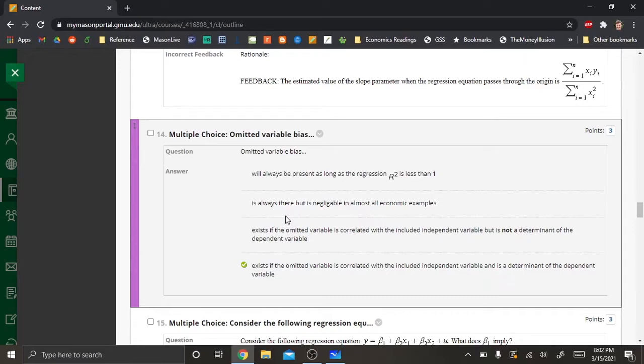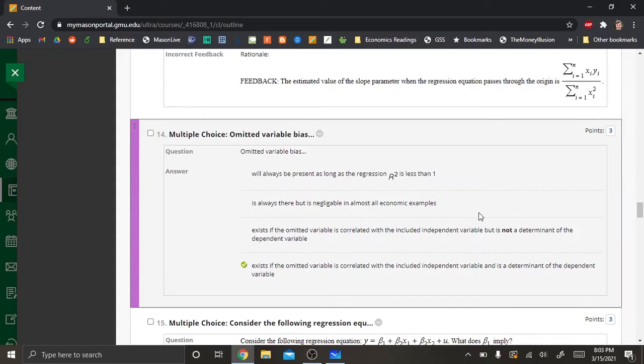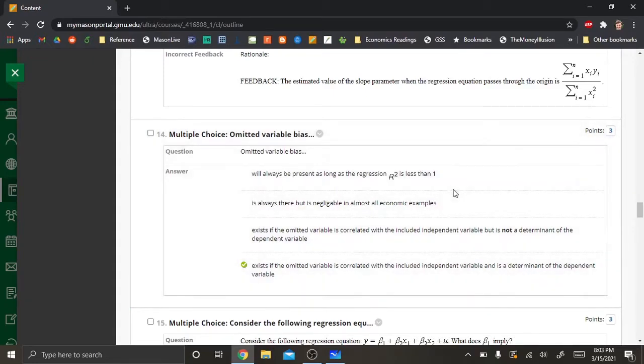When do we need to worry about omitted variable bias? Option 1: it will always be present as long as the regression R squared is less than 1. That's not true. Your regression R squared will never be 1 unless y is a perfect linear function of x. Option 2: it is always there but is negligible in almost all economic examples. That one's not true. We always need to be vigilant and worried about omitted variable bias. We should never neglect the possibility.